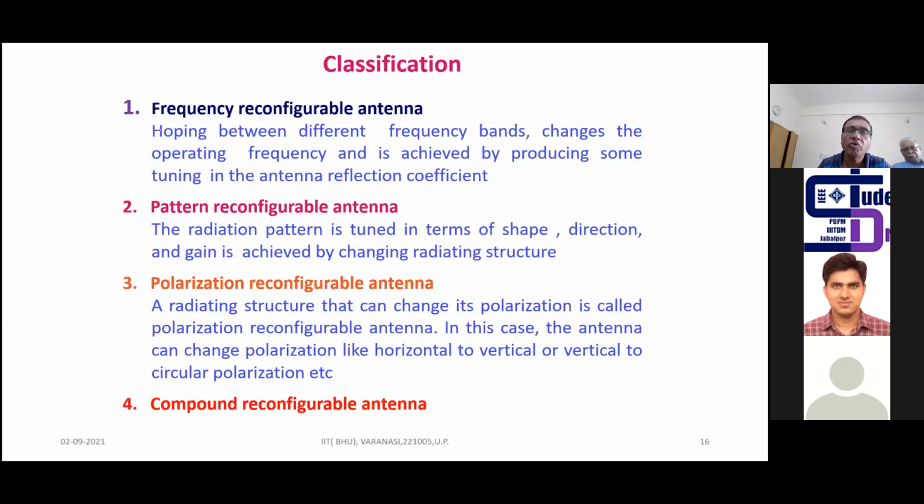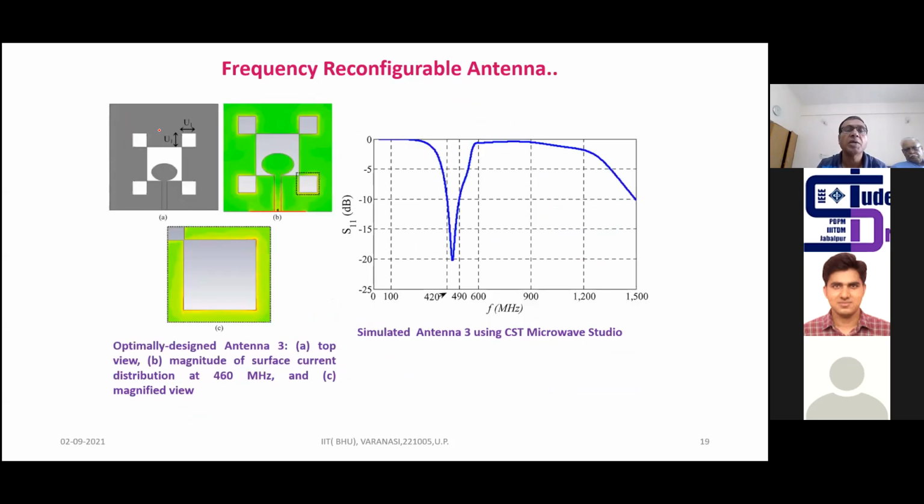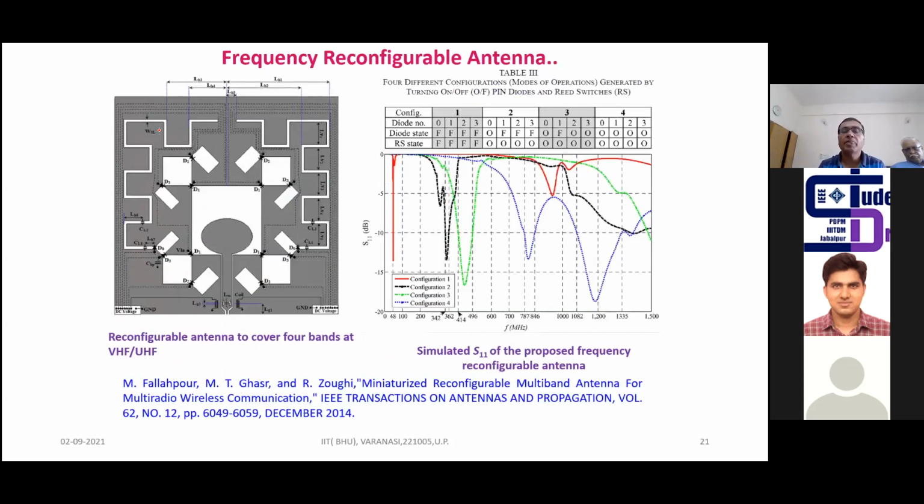So you guys know very well, I told you about this hybrid reconfigurability, compound reconfigurability. This is a very simple example, and a very good one. You can download this from the IEEE Transactions also. The antenna size is very small, but you can see the frequency range: 48 megahertz to 1.5 gigahertz and more.